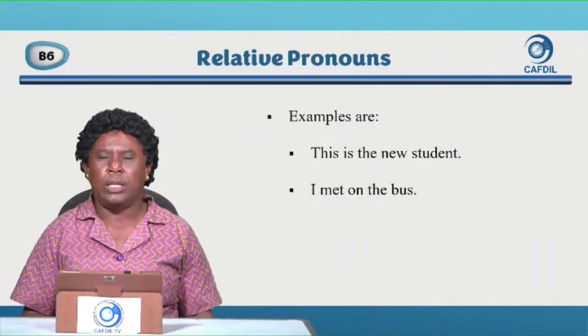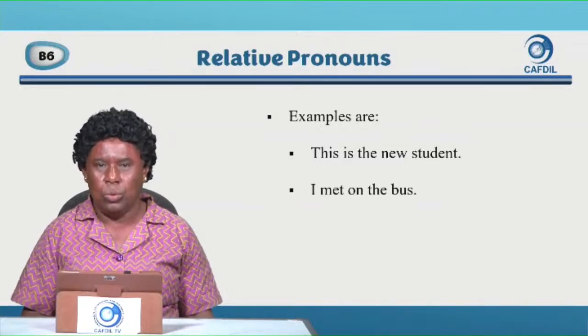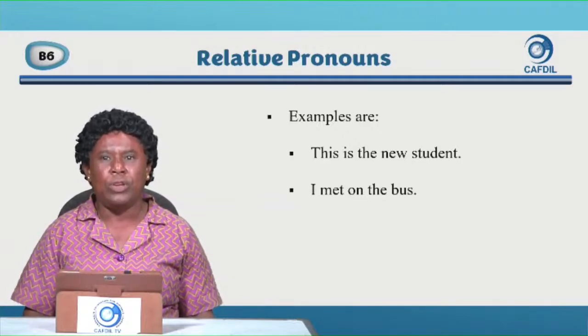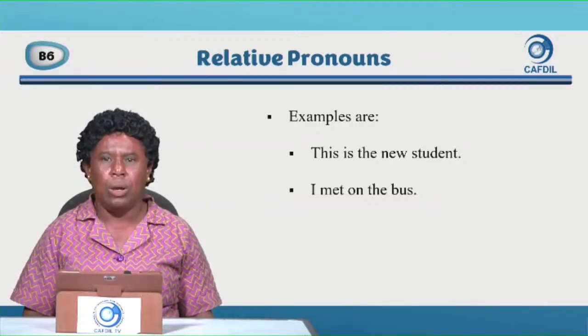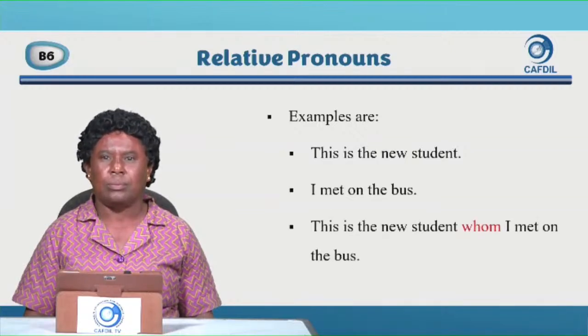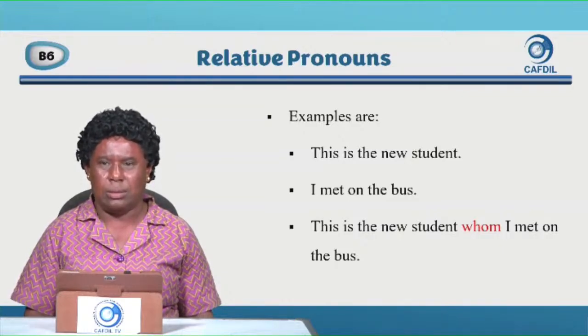Now, let's see how we can join the two parts of a sentence with the relative pronoun who, or whom, or whose. This is an example of a sentence. We have two parts. This is the new student. I met on the bus. Let's see how we can join these two sentences with the relative pronoun. This is the new student whom I met on the bus.